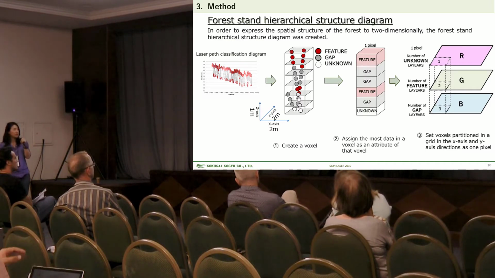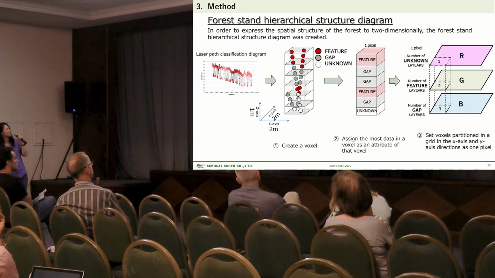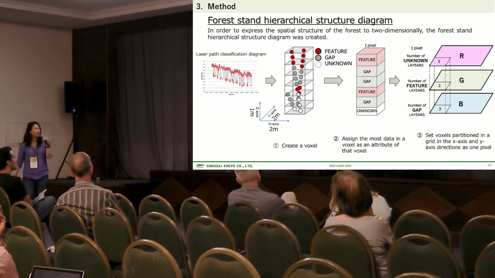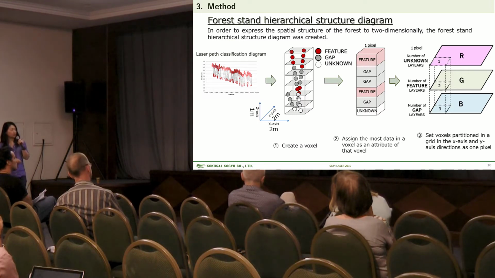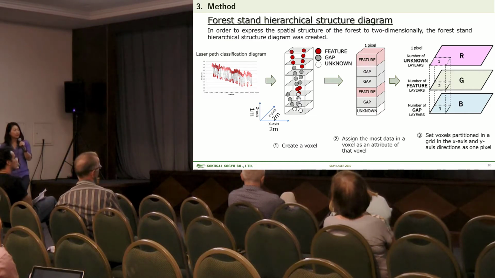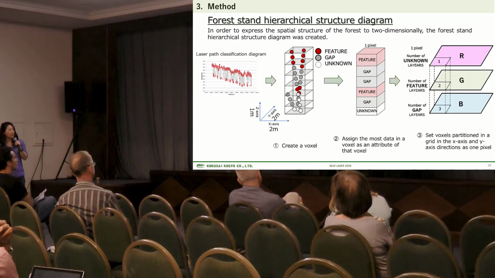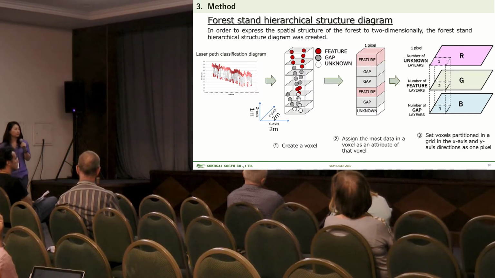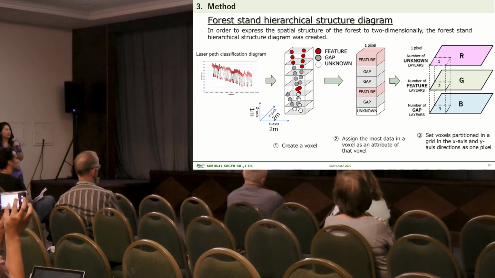In order to express the spatial structure of the forest two-dimensionally, the forest stand hierarchical structure diagram was created. So first, create a voxel: x-axis 2 meters, y-axis also 2 meters, and z-axis 1 meter. Next, the most frequent data in a voxel is assigned as the attribute of that voxel. For example, in this one, there are 4 gray points meaning gap and 1 white point meaning unknown. So this voxel attribute is gap. And the voxels aligned in the x-axis and y-axis direction are set as 1 pixel.